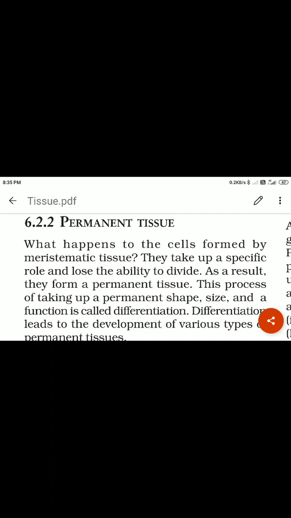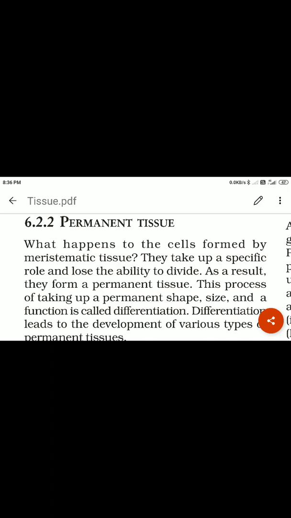Firstly, meristematic tissue. Meristematic tissue is classified into three types: apical meristem, intercalary meristem, and lateral meristem. The apical meristem helps growth in the apical region. The lateral meristem increases the girth of the root in the lateral region, and the intercalary meristem helps to grow the stem. So all of these also have their own functions within meristematic tissue.